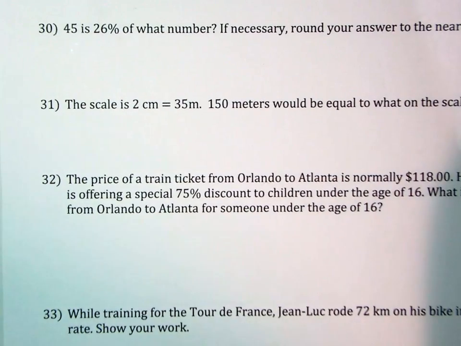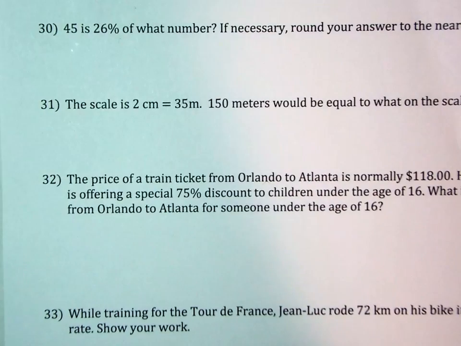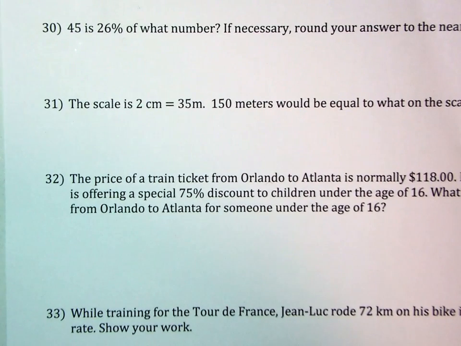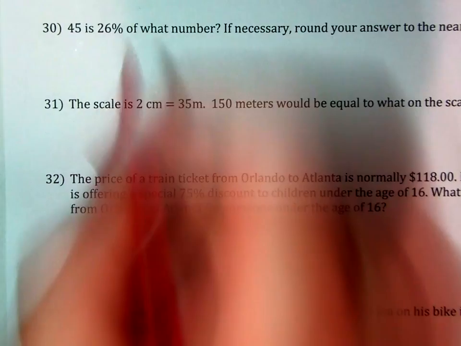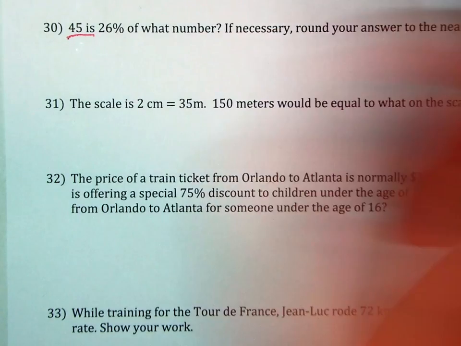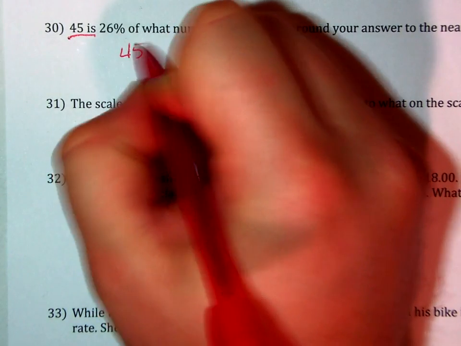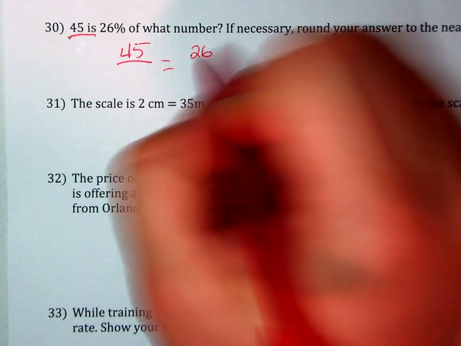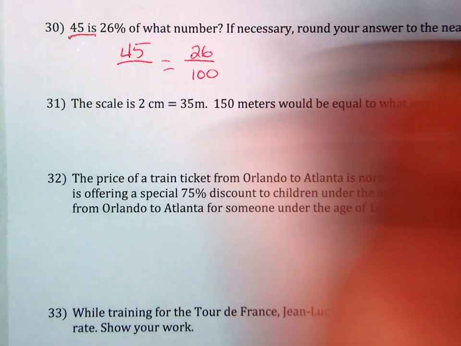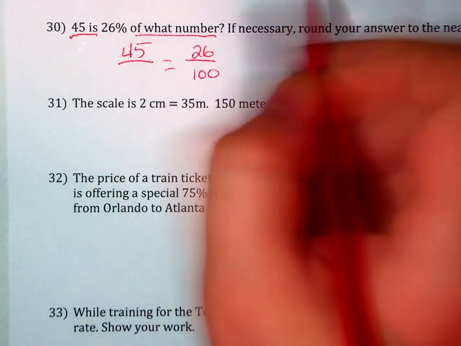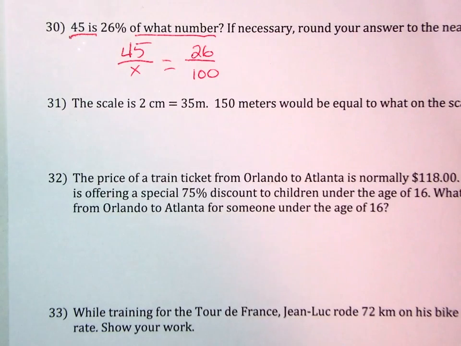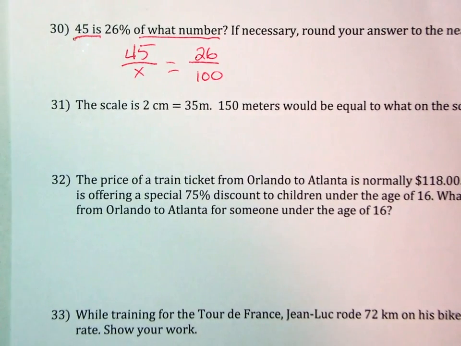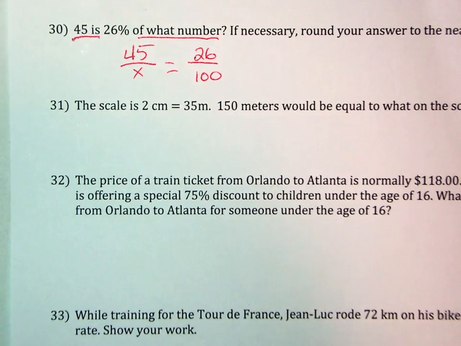Problem number 30 asks, 45 is 26% of what number? If necessary, round your answer to the nearest hundredth. So we have 45 is, well, that's our is number. 26%, that'll go in our percent position, over 100. And we're looking for the of what number? Well, that variable x will go in place of what number in the of position because we don't know what that is yet.